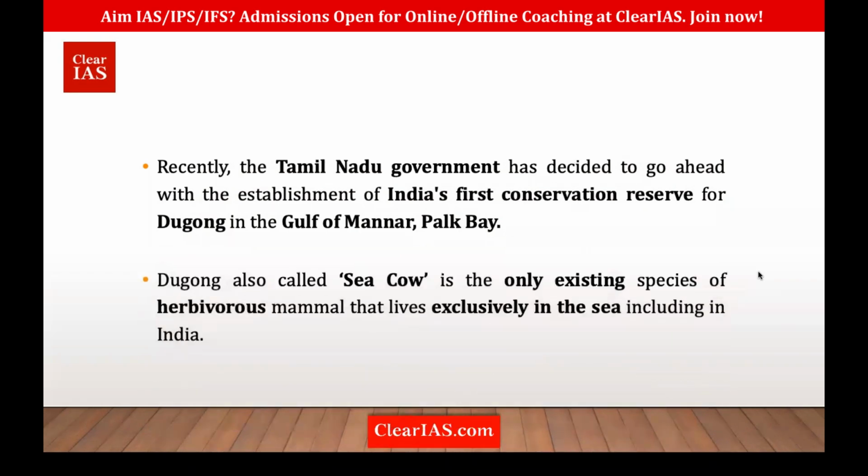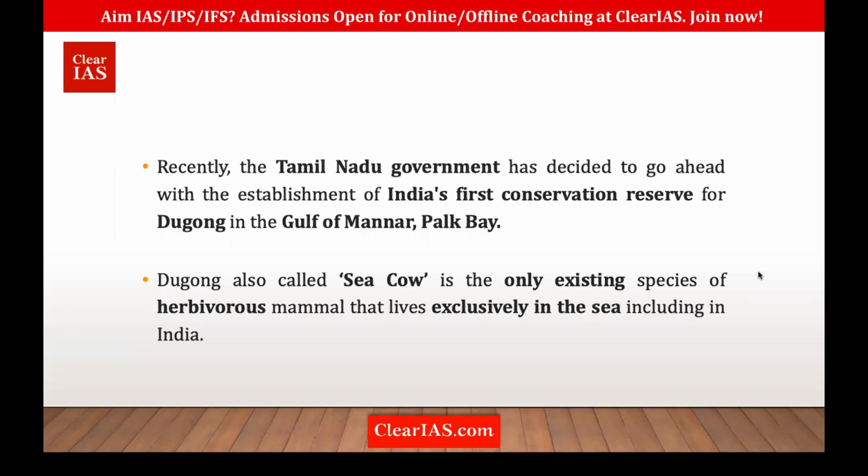So what is this dugong? Another name is sea cow. And remember, it is the only herbivorous species, that is, it is a vegetarian. It eats only plants. So it is the only vegetarian species found in the sea. Remember, all the rest are omnivorous or carnivorous. So the only herbivorous species found in the sea is the dugong. That's why it's called the sea cow.